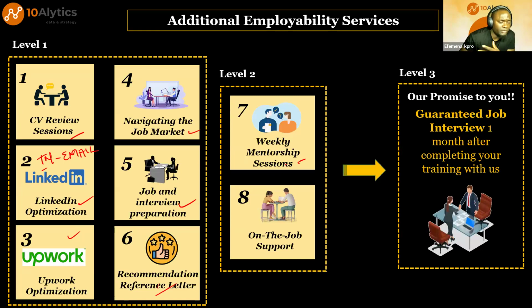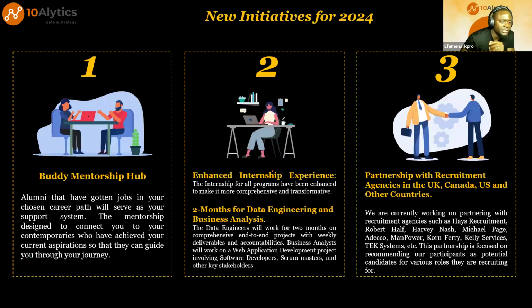Now, level three, for the guys in the US, the UK, Canada, and across Europe, we are guaranteeing you interviews. So all those things that you're saying, I can't get a job, I'm confused, I don't know how to get a job, we're guaranteeing you interviews. And how do we do this? Three modules. Number one, we have the mentorship hub. The mentorship hub works in a way that the majority of the guys have gone through analytics and have gone on to get a job. They're coming back to help us also help people get jobs.